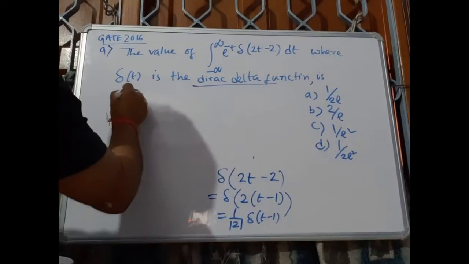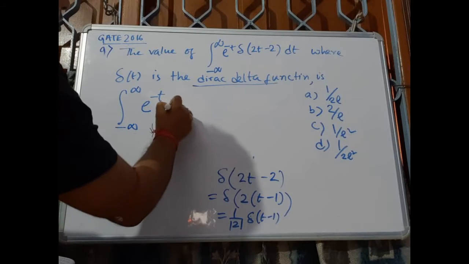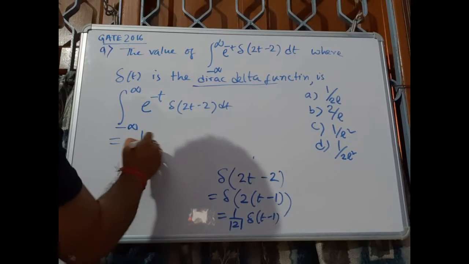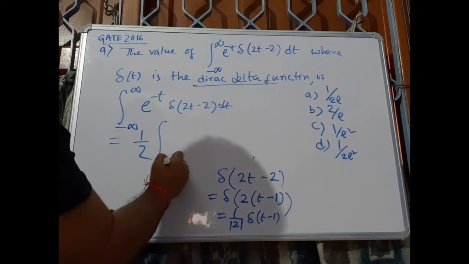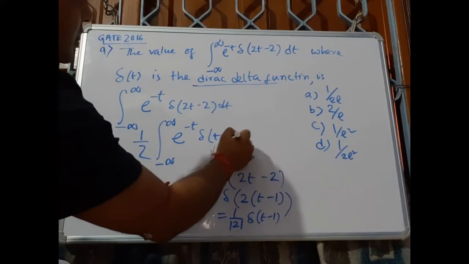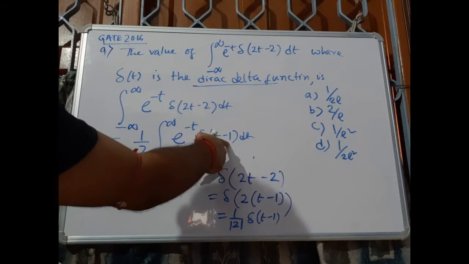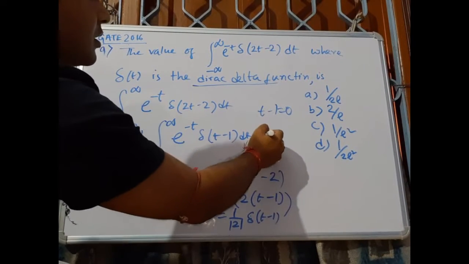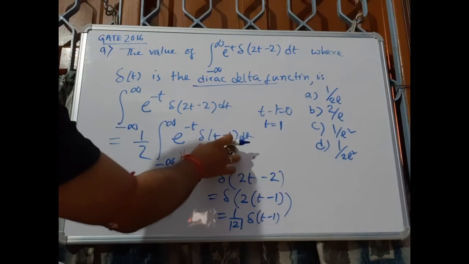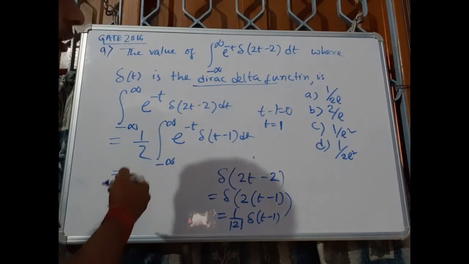Now if I use this property in the integration, e to the power minus t delta of 2t minus 2 dt can be written as 1 by 2 times the integration from minus infinity to infinity of e to the power minus t delta of t minus 1 dt. And when t minus 1 is equal to 0, t is equal to 1. So at t equal to 1 this will have a finite value, otherwise it will be 0. So we have to put t equal to 1.